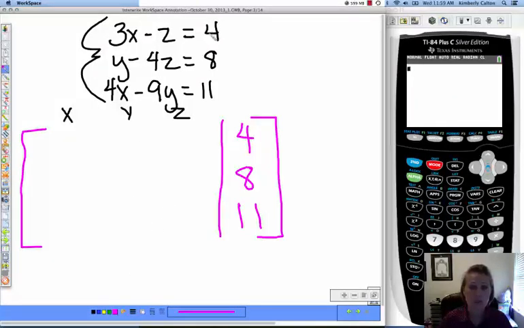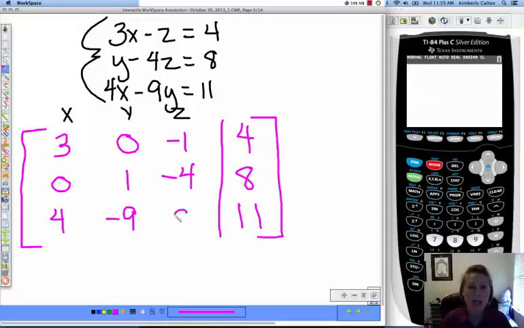So if I look at my first equation, I have a 3 for x, but I do not have a y, so I have to put in a 0 placeholder. And then for z, I have negative 1. For the second equation, I have no x, so in that case I have a 0 for x, a 1 for y, and a negative 4 for z. And in the last equation, I have a 4 for the x, a negative 9 for the y, and no z. So what you see in pink is the augmented matrix that defines the system of equations above.